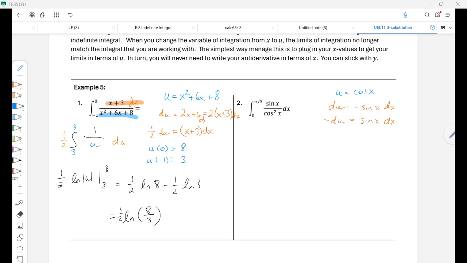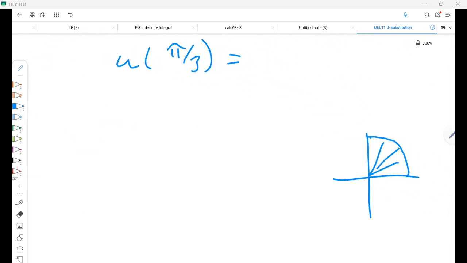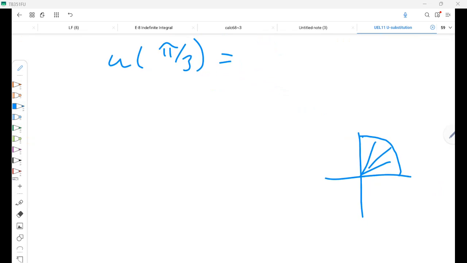We need to change our limits, so we need the u of 0 and we need the u of pi over 3. Cosine of 0 is 1. Cosine of pi over 3. Nope. 1/2. No, it's 1/2. Yeah. So we are pi over 3. We are right here.